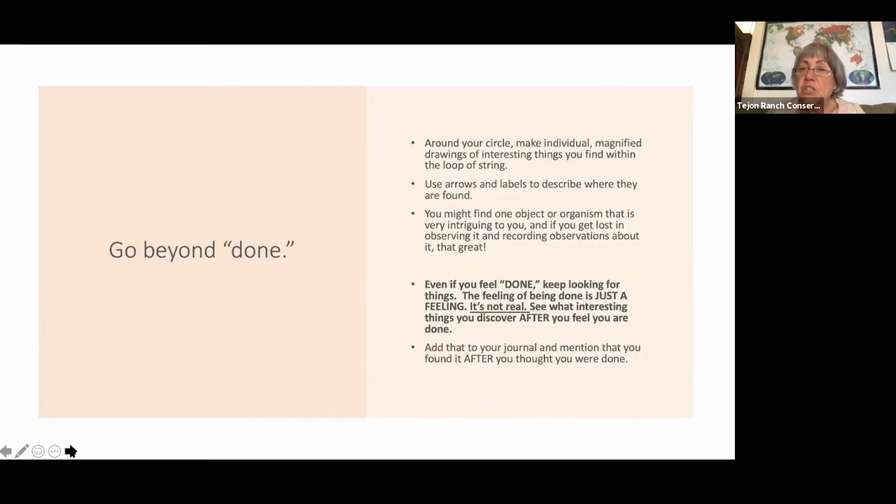Now, around your circle, you're going to make magnified and individual drawings of some of the things that you're finding within the circle. You're going to use arrows and labels to describe where they are found. And then you might find one object or an organism that's particularly interesting to you, and you may get lost in observing that one thing and spending a lot of time on that. And in terms of drawing it and recording your observations, that is perfectly fine. In fact, that's great.